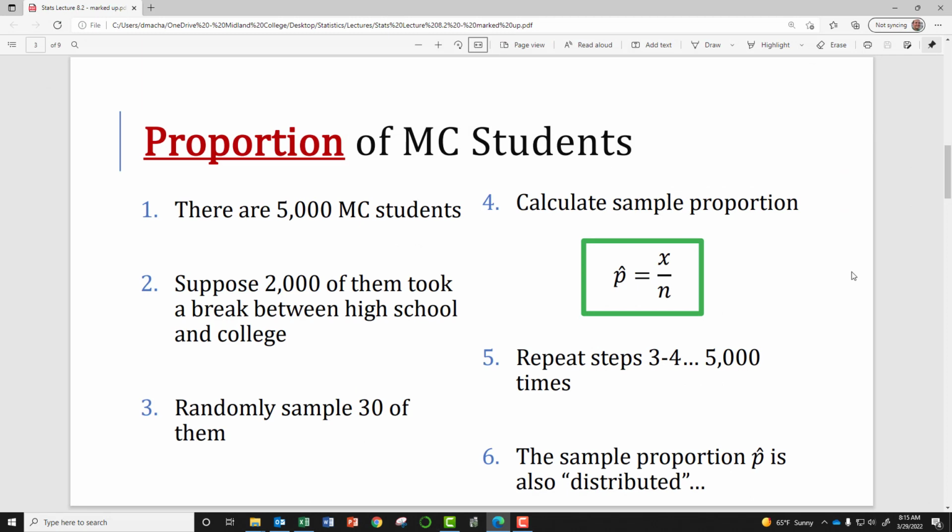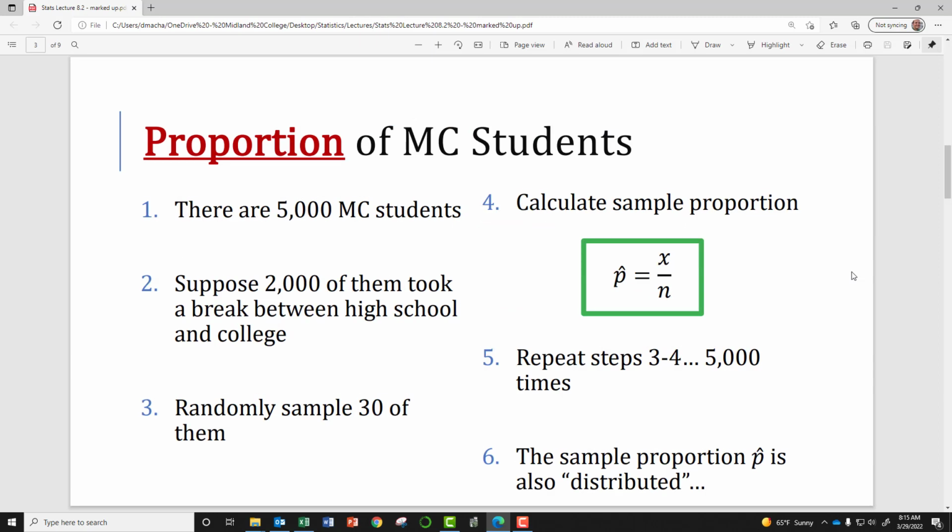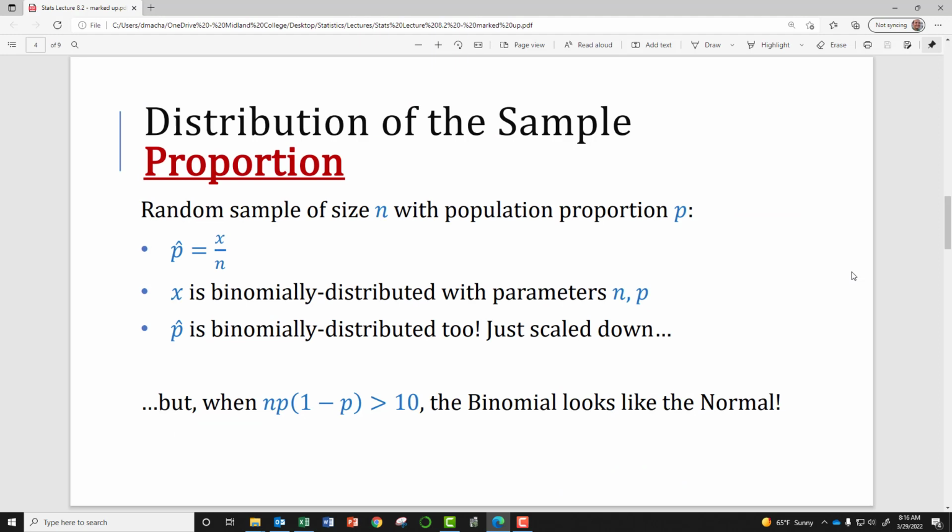Go back to my notes really quick. And this is the procedure that we just followed, 1 through 6. Now here's some theory. If we take a random sample of size n, or size 30, with population proportion p, and by the way, that p without a hat represents the population proportion. The p with the hat represents the sample proportion, right? So my population proportion in my previous example was 2/5, or 0.4. And we calculated a bunch of different sample proportions.